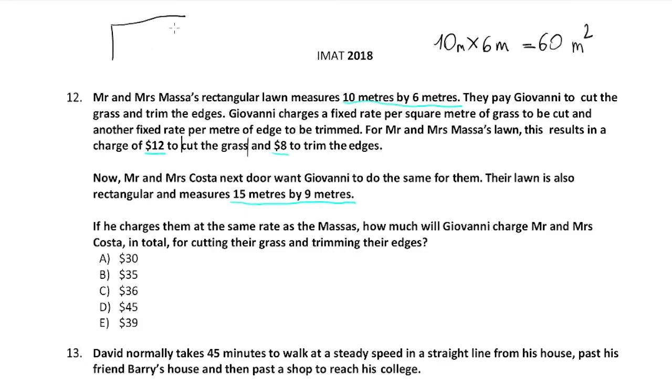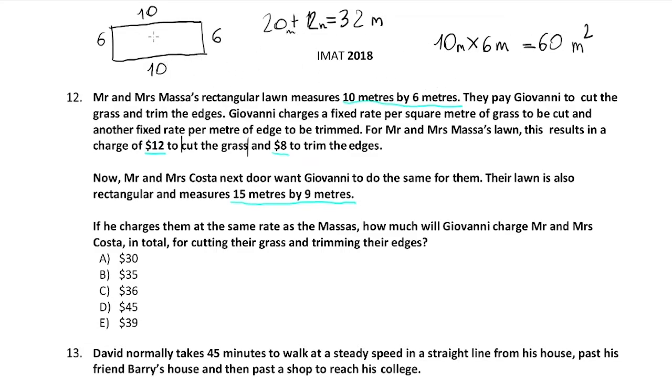So if this is the rectangular lawn, we have to sum 6 plus 6 and 10 plus 10. So this is equal to 20 and this is equal to 12. So 20 plus 12 is equal to 32 meters in this case, because it's meters plus meters.